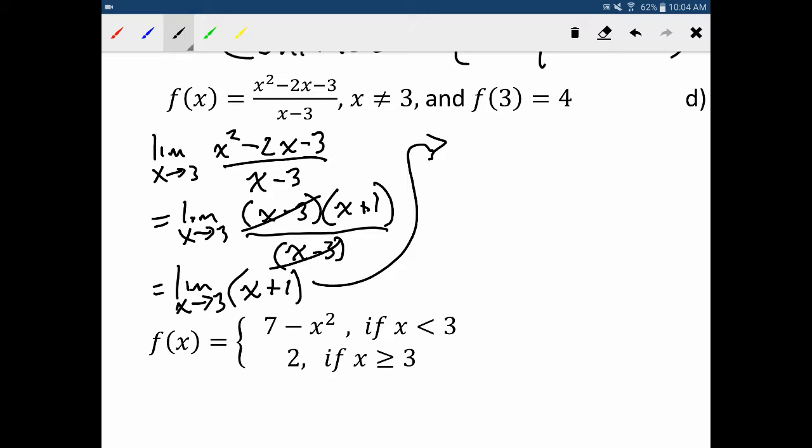There's no reason to prevent us from direct substitution at this point, so that would just equal 3 plus 1, which is 4. Okay, so the limit equals 4, and we've already been given that f of 3 equals 4. So there was just a hole there at x equals 3, and because it gives us that f of 3 equals 4, that takes care of that problem. Therefore, this one is continuous.